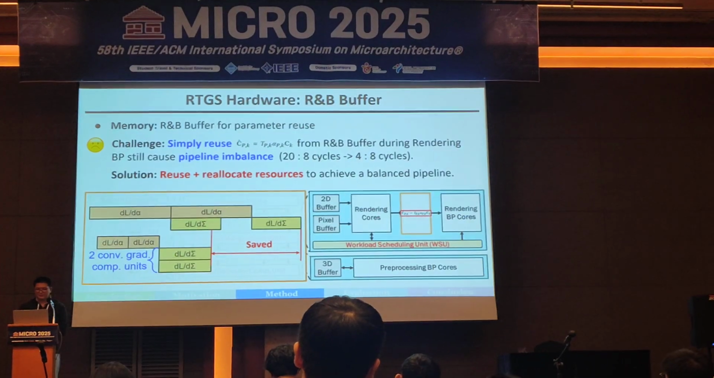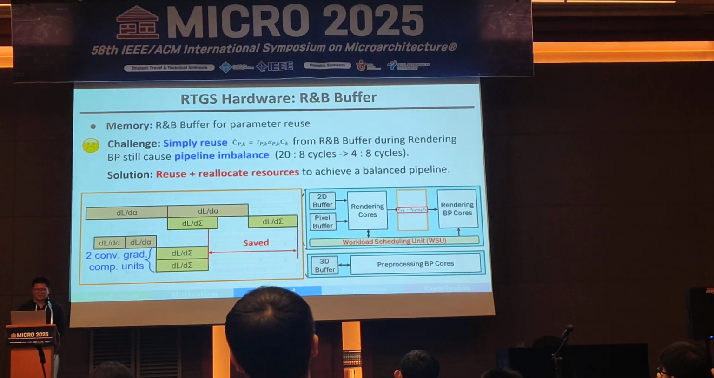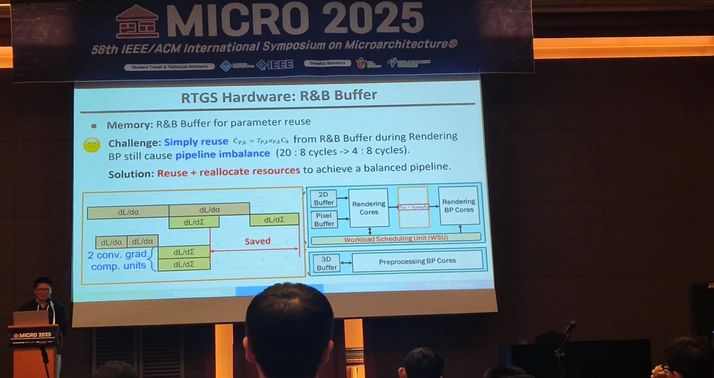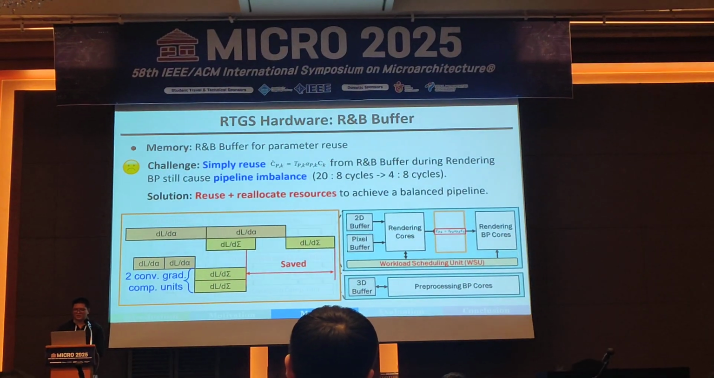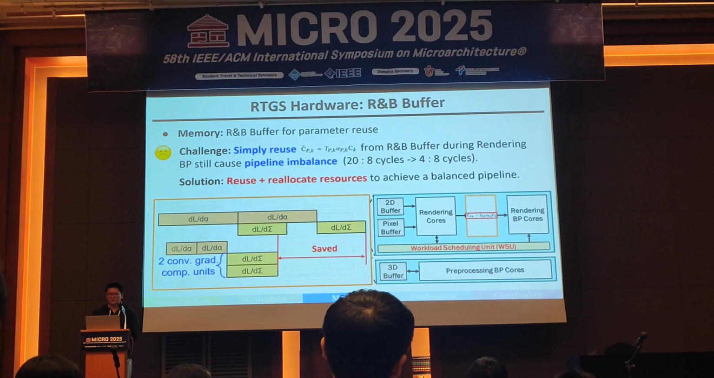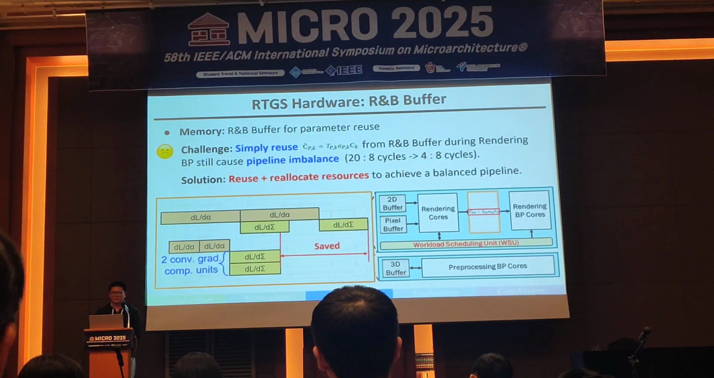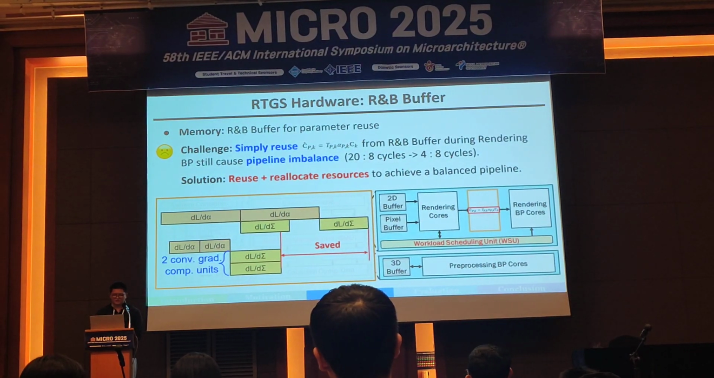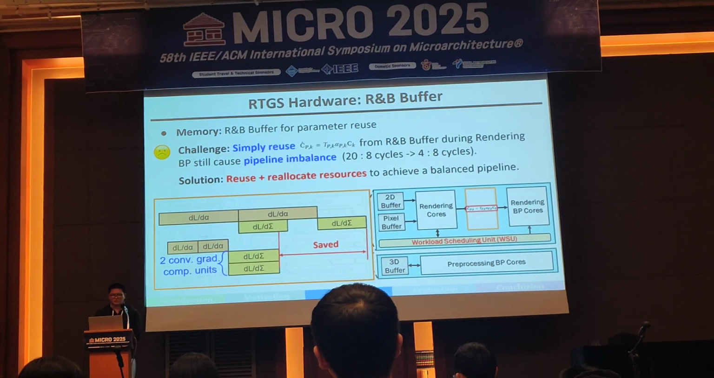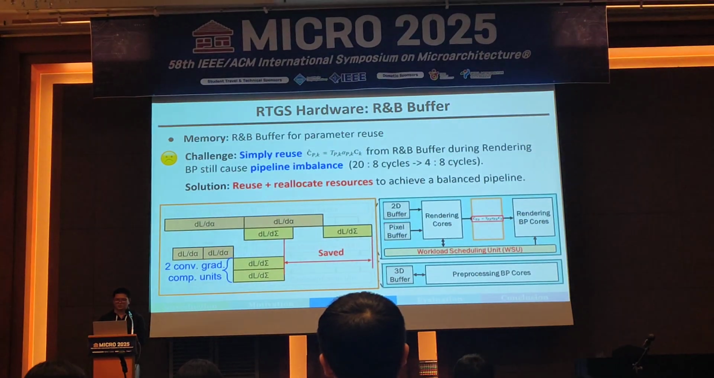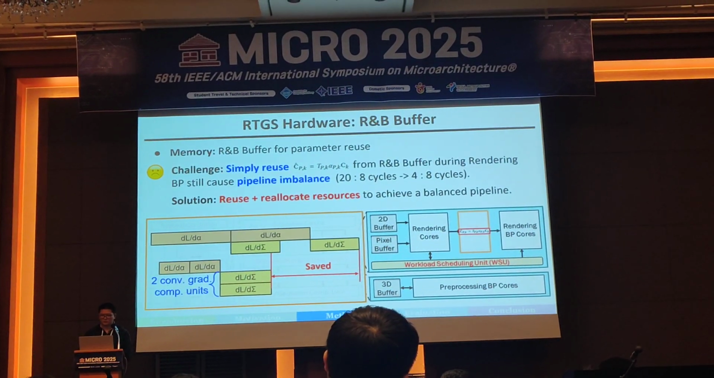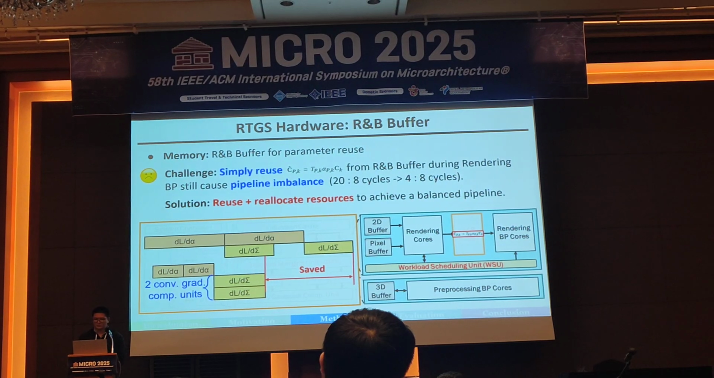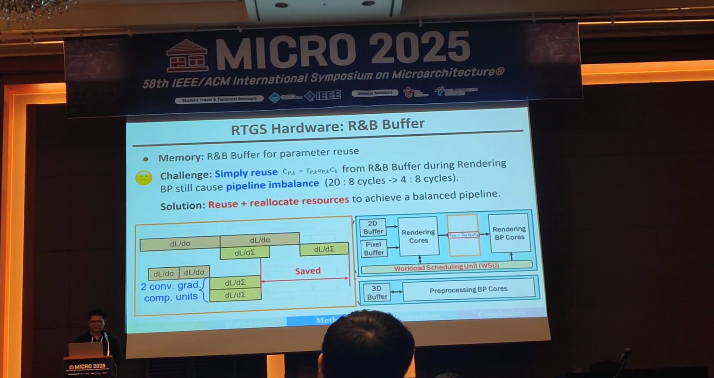And the R&D buffer is designed for color reuse. The challenge is that simply reusing the color gradient from the R&D buffer during rendering and replication still causes pipeline imbalance. For example, it changes from 80 to 20 cycles, or 8 cycles to 4 to 8 cycles. Our solution is to reuse and reallocate using a default threshold to balance the pipeline.